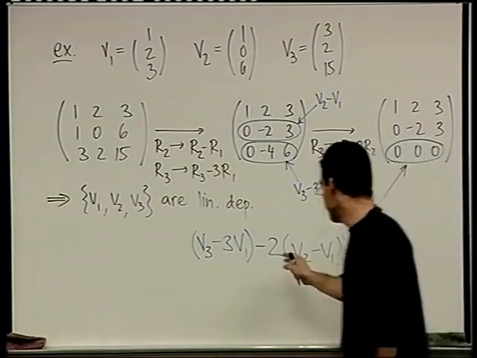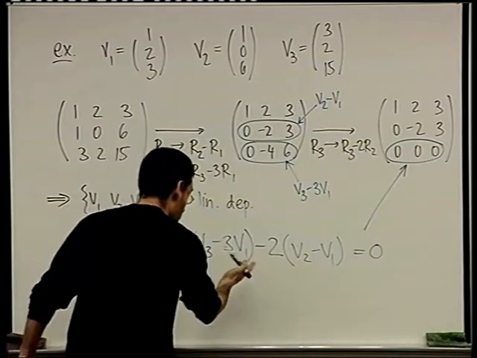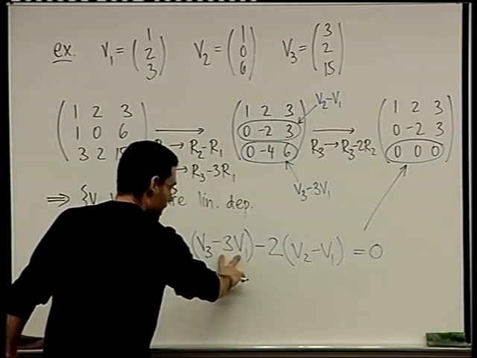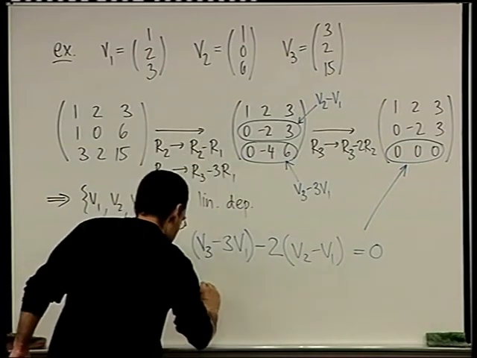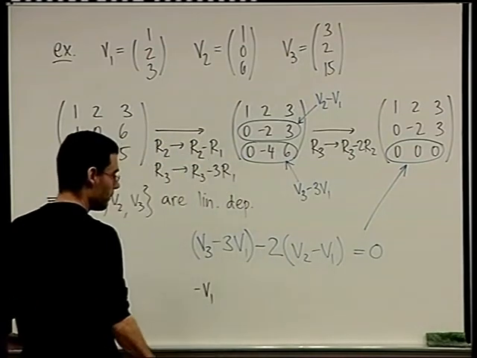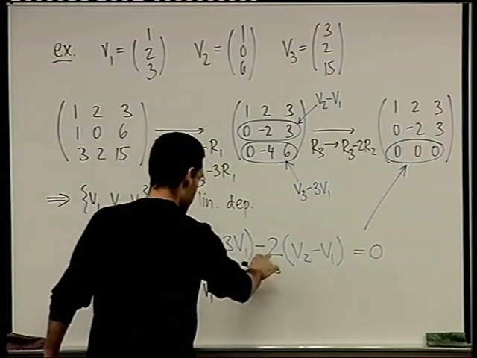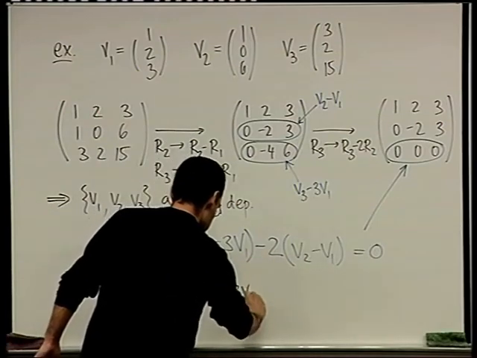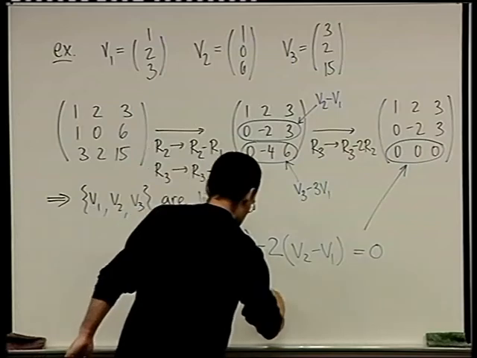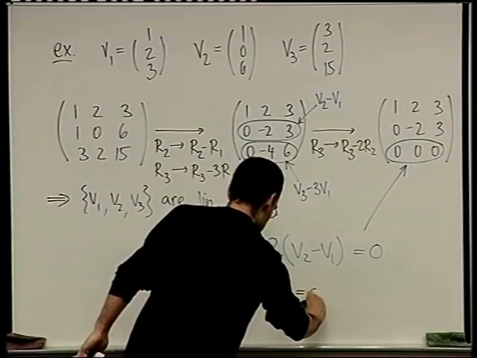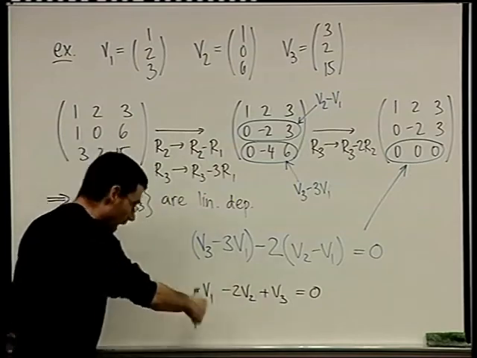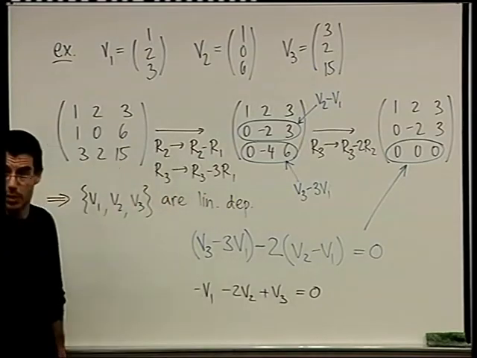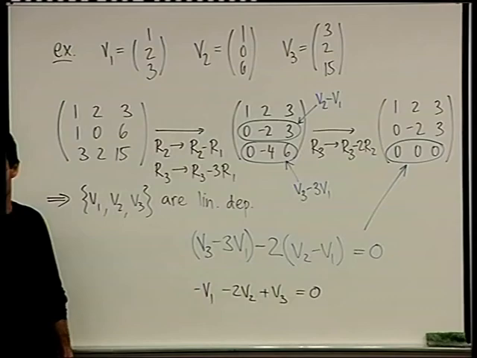Okay, well, V1 appears here twice and they're not in order. Let's fix that. So we have minus 3V1 plus 2V1. So we have minus V1, right? Yeah. And then we have minus 2V2. And then we have plus V3 equals 0. That's a linear combination of the 3 vectors. Not all coefficients are 0. And we got the 0 vector.